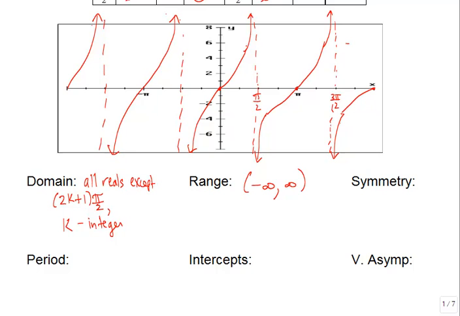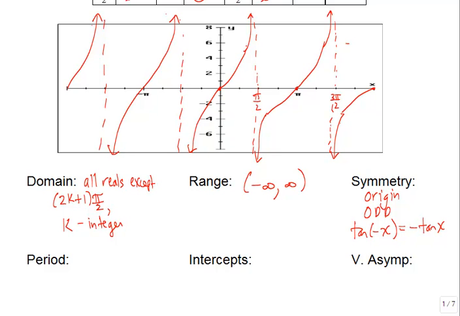How about our symmetry? Well, you can tell right here on this graph in the middle, centered at the origin, that if you were to rotate this 180 degrees around the origin, you would get back the same graph. So that means it's got symmetry around the origin, which means that it's odd, which means that tangent of minus x is equal to minus tangent of x. If something is an odd function, you can take that negative, which is being multiplied by the x, and pull it out front and multiply the entire function by it.